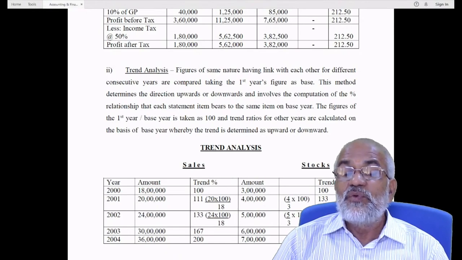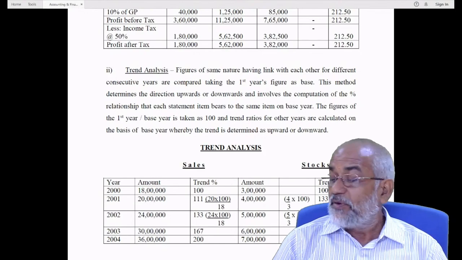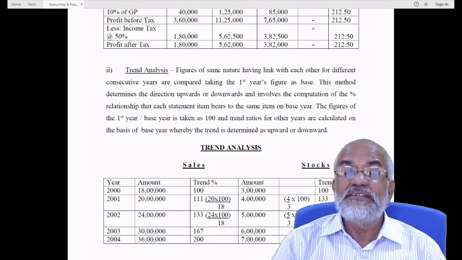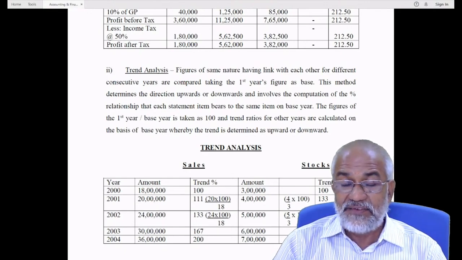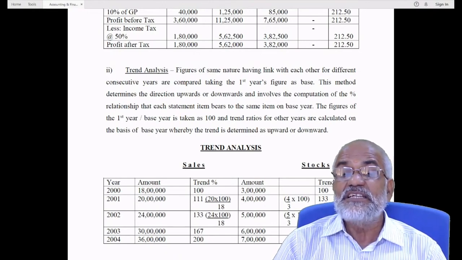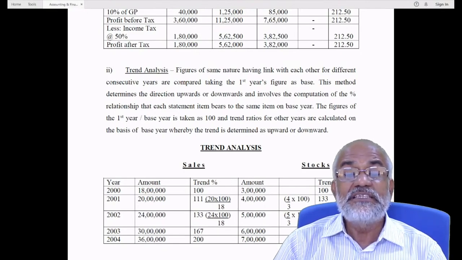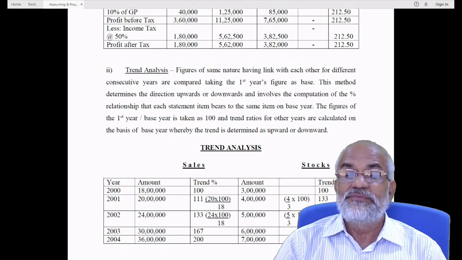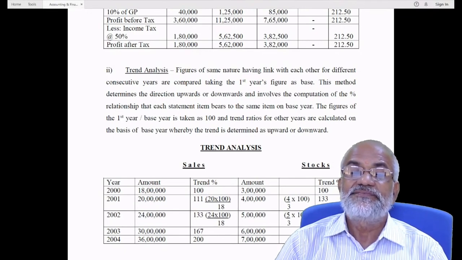So when we calculate for the base year, that means for the year 2000, it would be 100. And for the next year, that means 2001, the trend percentage would be 133%. That means in comparison to the 3 lakh stock in the first year, in the year 2000, it has increased by 33%. So the trend percentage is 133%. Accordingly, when we calculate the same for the year 2002, it is coming 167%. That means the increase is about 34%.